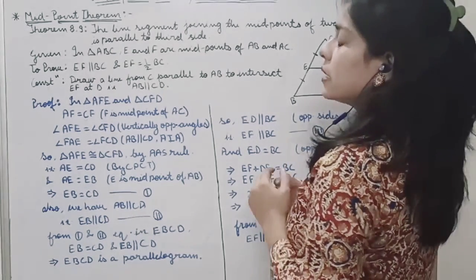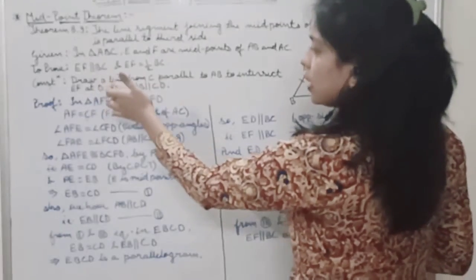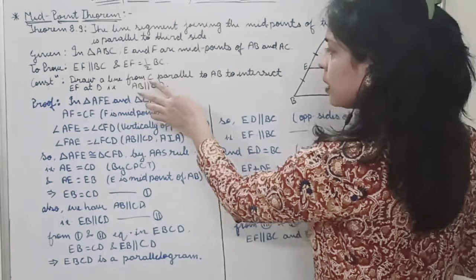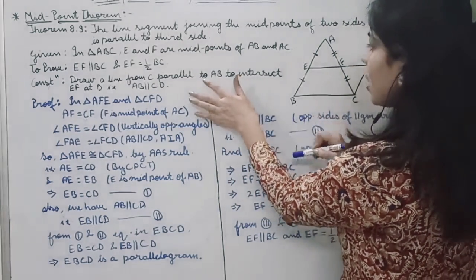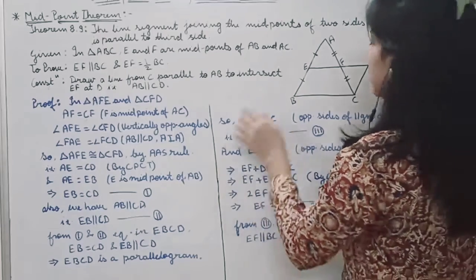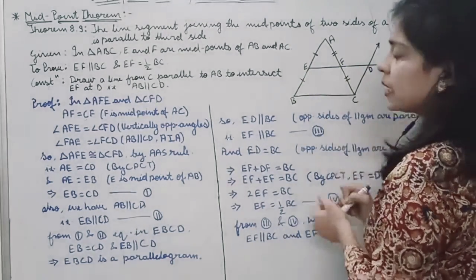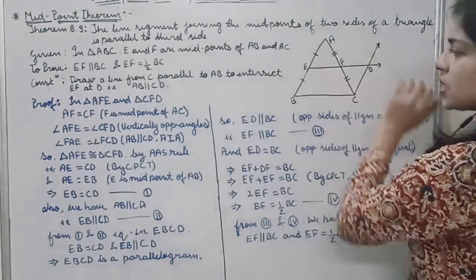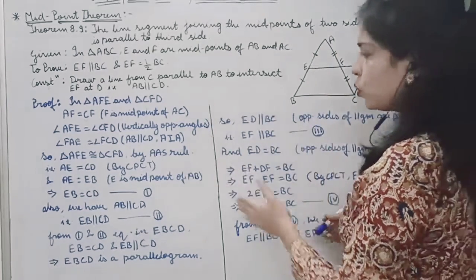Now the construction. What construction have we done? Draw a line from vertex C which will be parallel to AB, to intersect the extended EF at point D. That is, in simple words, AB parallel to CD. Now we'll start the proof.